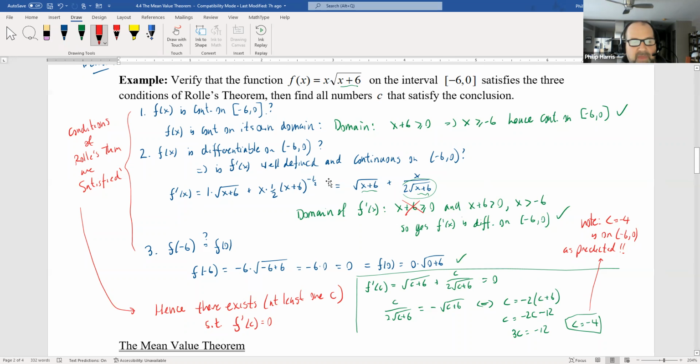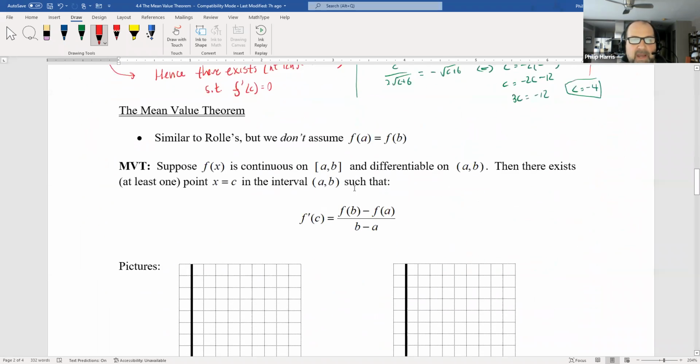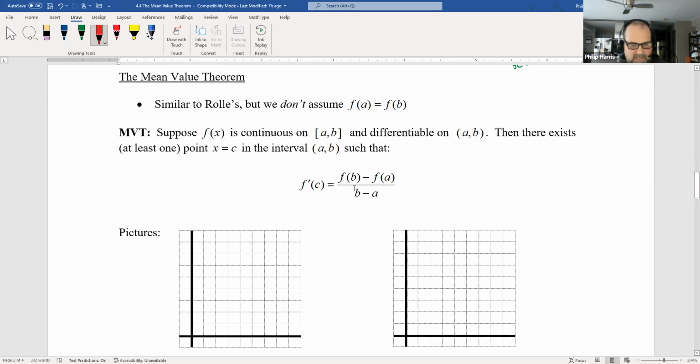All right, so that is the idea of Rolle's theorem. Okay, next up, let's take a look at the full-blown mean value theorem. Again, the mean value theorem is a generalization of Rolle's theorem. It is similar to Rolle's theorem, but we drop the condition that f of a equals f of b.